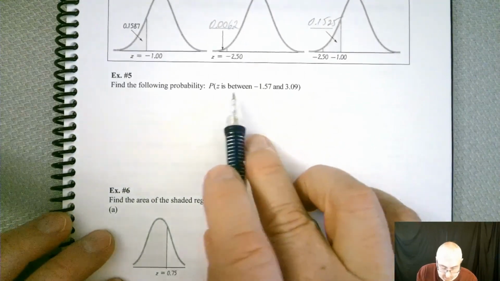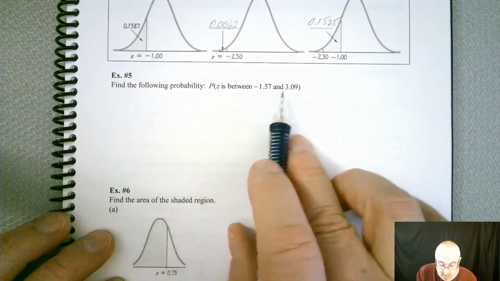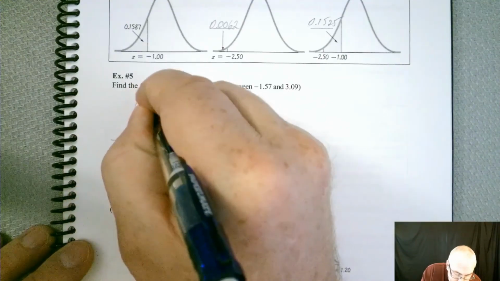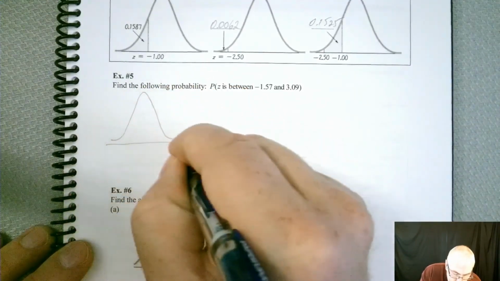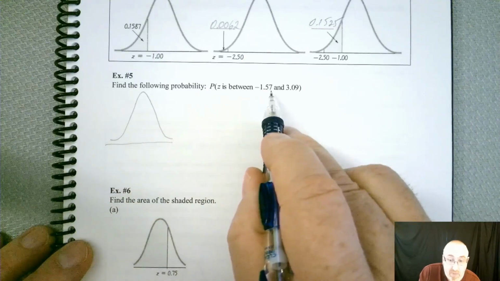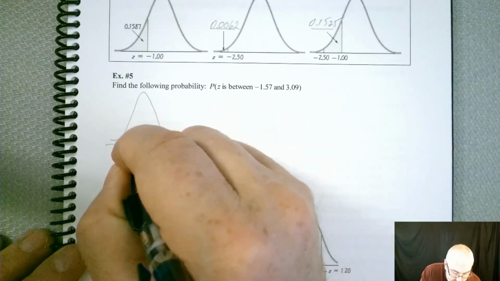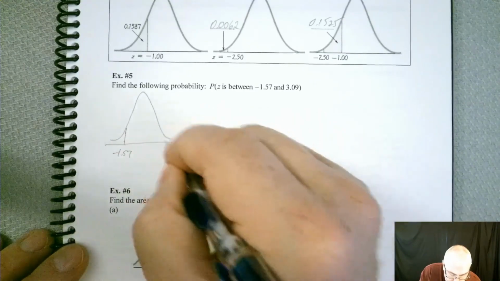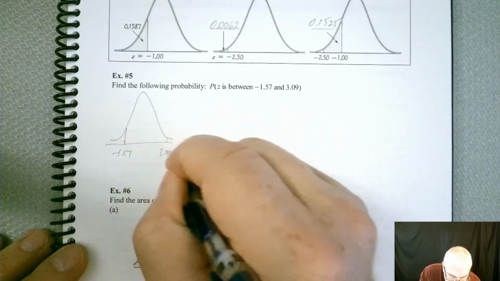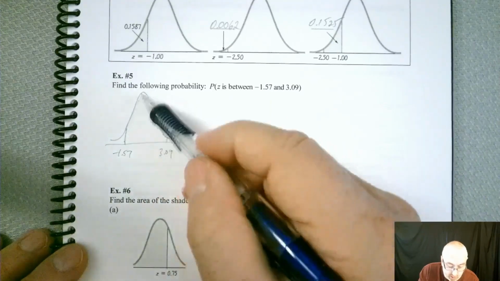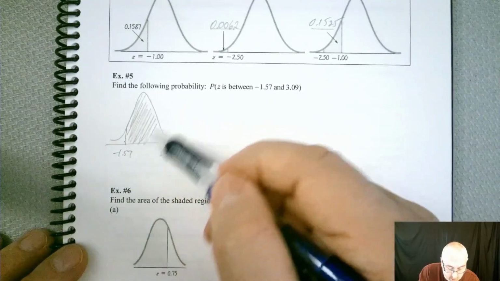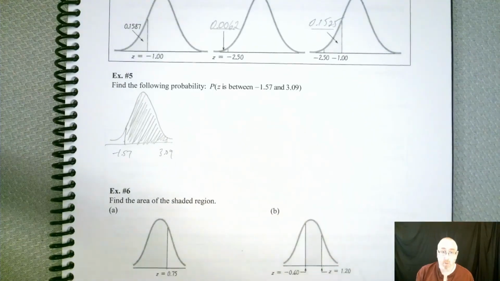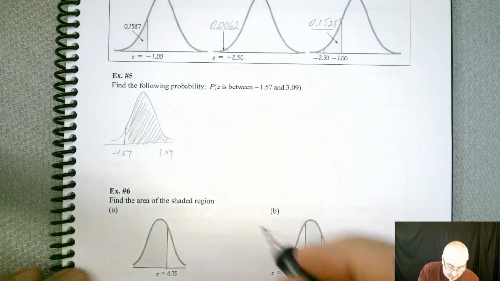So we got z is between negative 1.57 and 3.09. So let's get our sketch. So negative 1.57, we know it's going to have to be on the left side somewhere. And 3.09 is on the right. So we are going to have a lot of area between these two z-scores. So let's break it down.